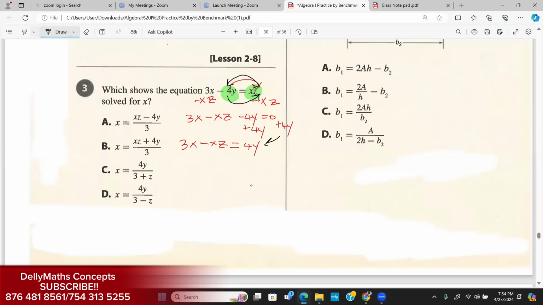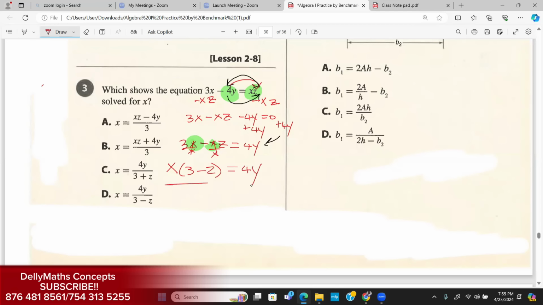Now, at this time, you want to ask yourself, what is the greatest common factor here? The greatest common factor is the letter x, because you can't solve for x with two x's. So you want to make sure that you have only one. So you're going to factorize out x. When you factorize out, you divide through by your GCF. So this leaves a 3, and when you cancel this, you're left with z minus z. And this is equal to 4y.